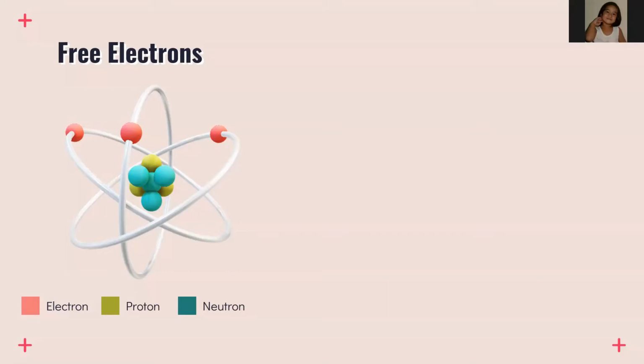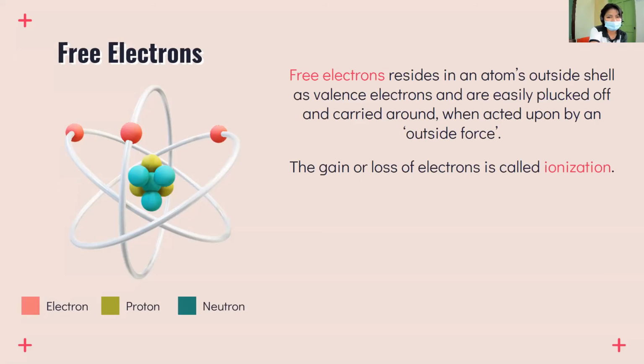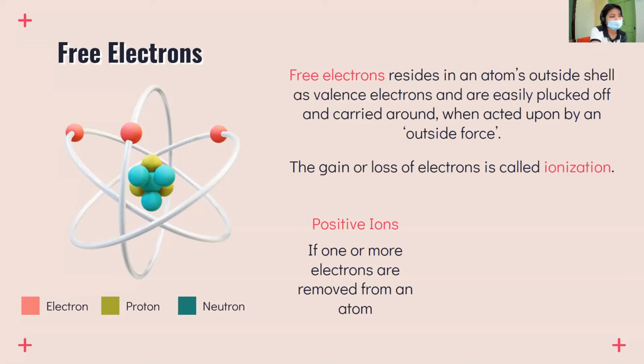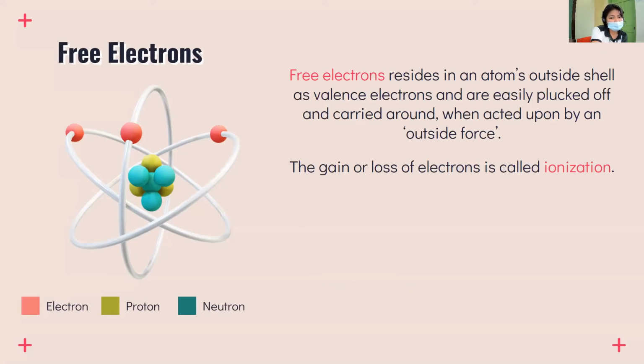Kasi po, sabi po nung kanina kasi po sila yung nagre-reside sa outer shell po nung atom bilang valence electrons. Okay, very well said. So, free electrons reside in an atom's outside shell. So, kapag nasa labas yan, edi obviously mas madali siyang makuha, mag-block off, or ma-carried around, lalo na kung meron ng outside force yan.